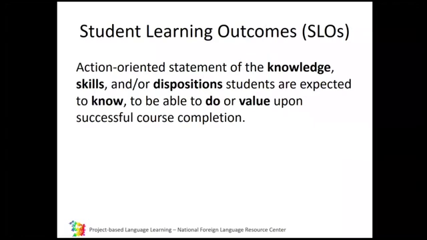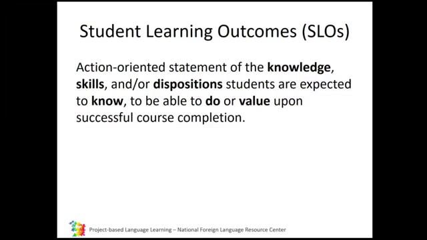So let me go on to give you the definition of student learning outcomes. Basically, student learning outcomes are action-oriented statements of the knowledge, skills, and/or dispositions students are expected to know, to be able to do, or value upon successful course completion.